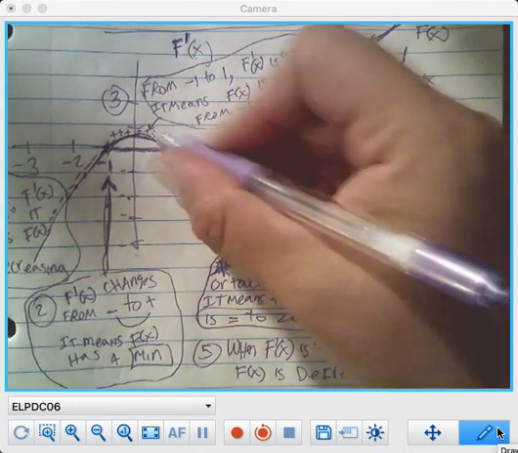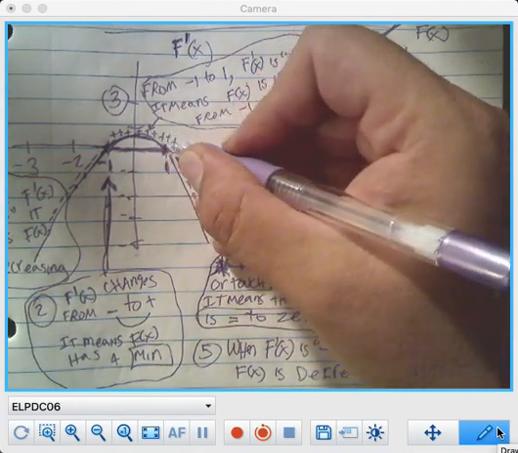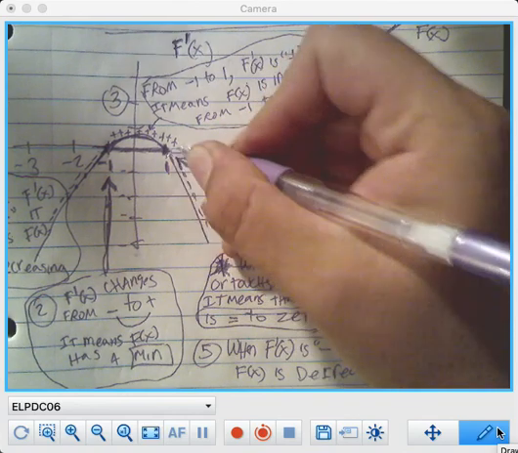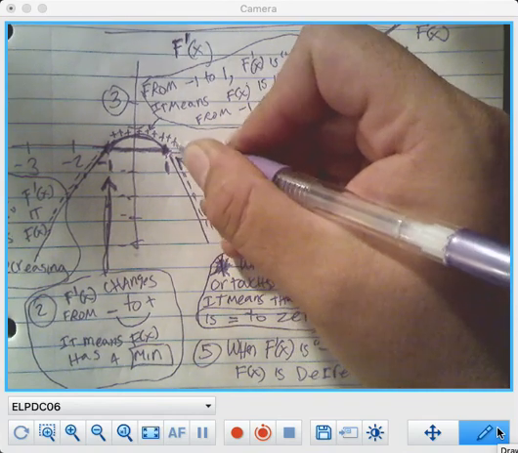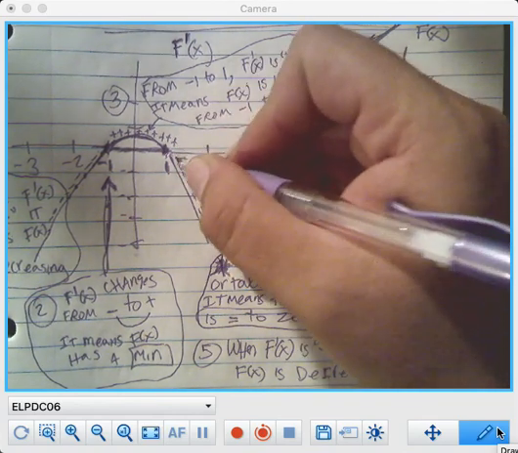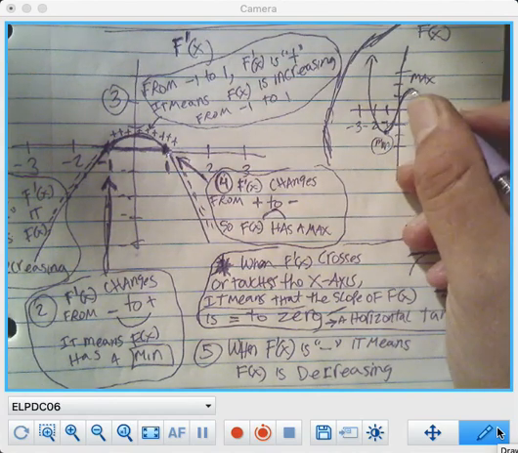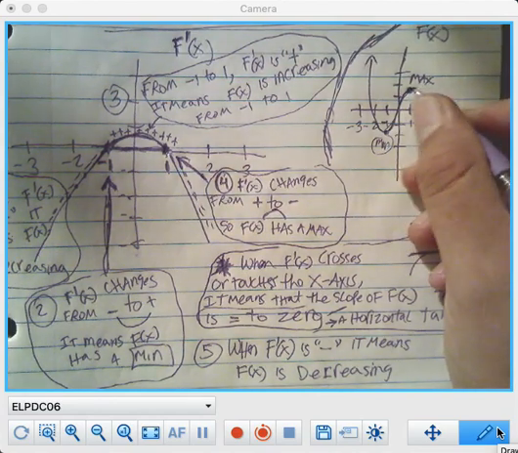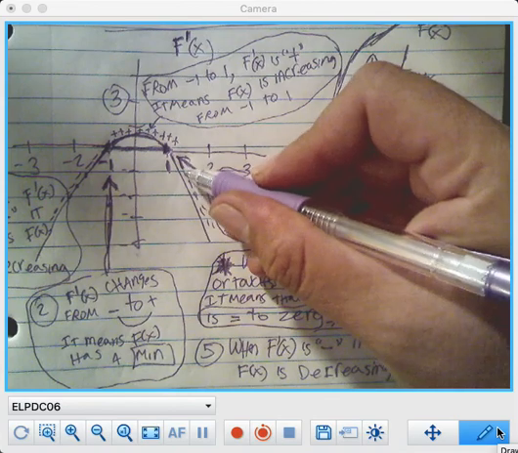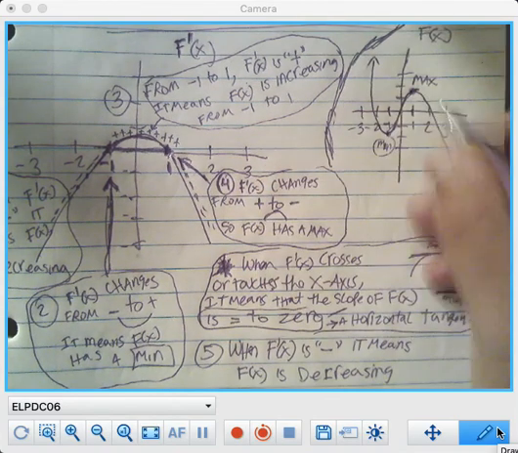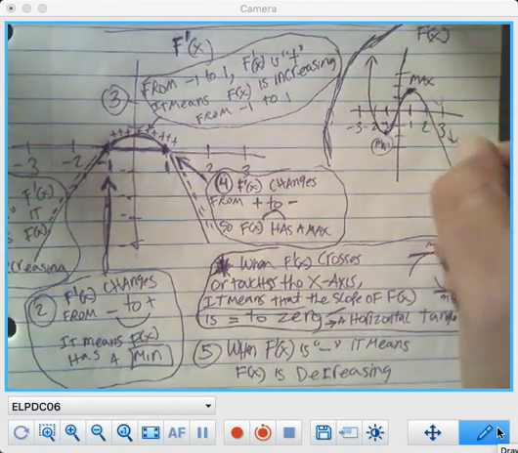All of a sudden, your derivative is not positive anymore. You hit 0, and then it changes to negative. When the derivative changes from positive to negative, you get a max, okay? What's next? You got a negative derivative. That means that your function is decreasing, okay?